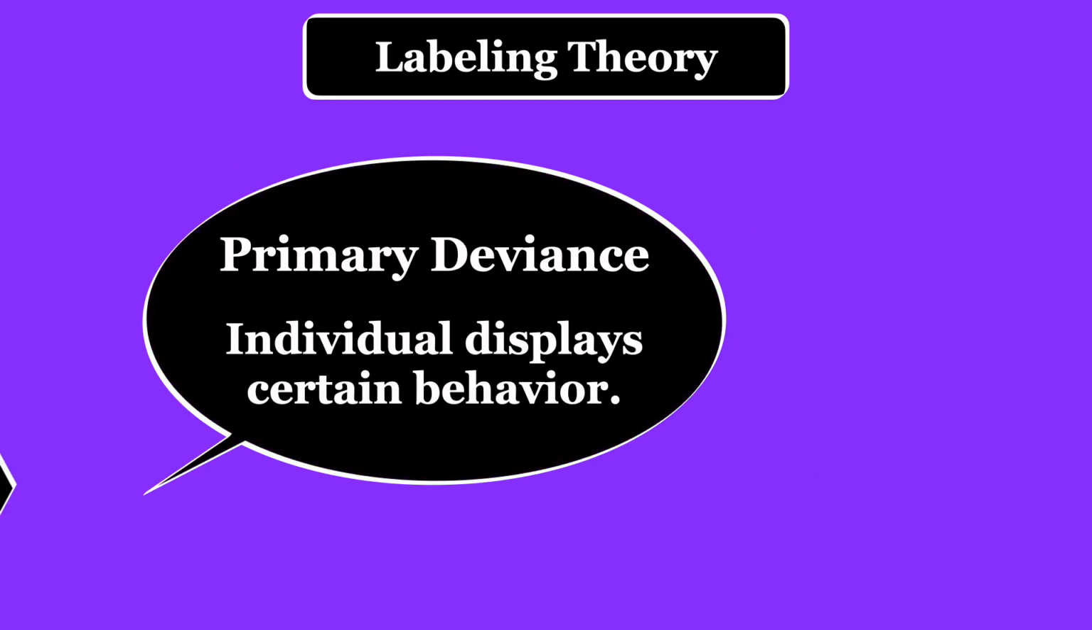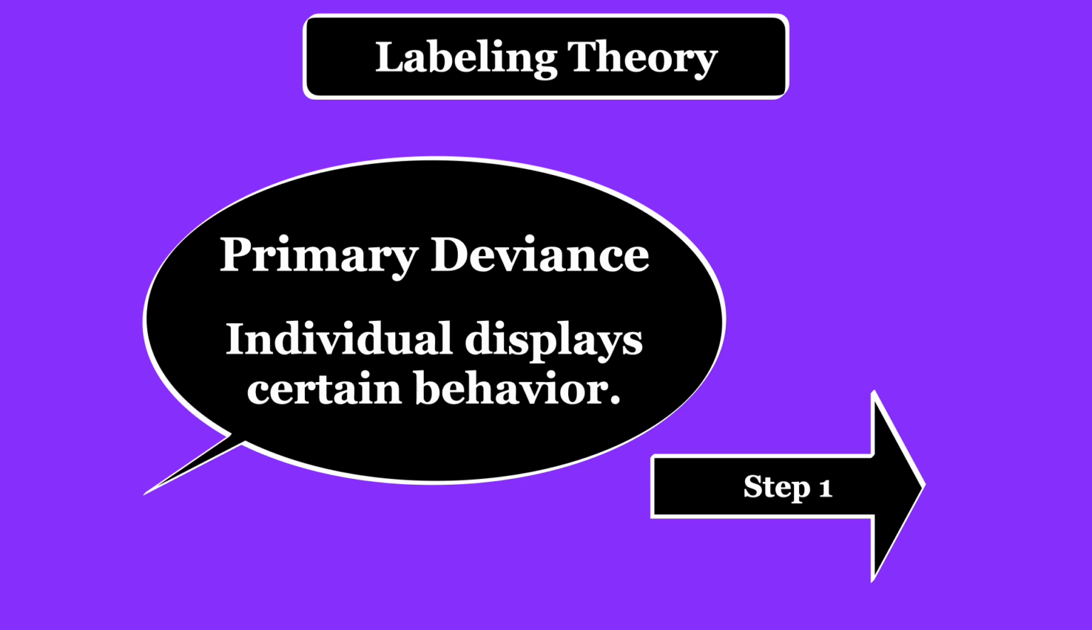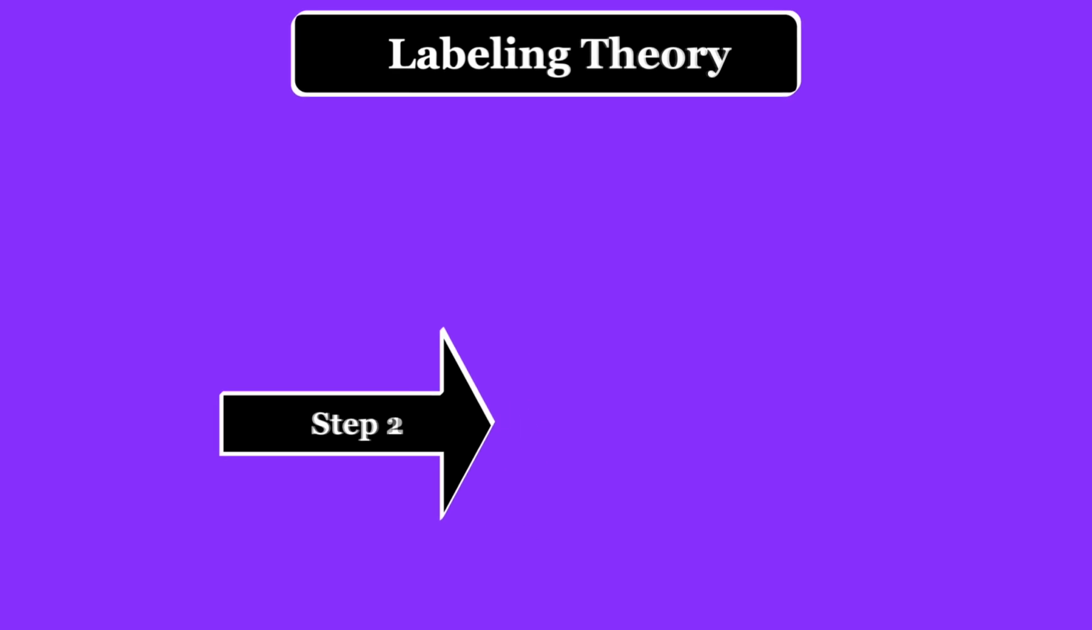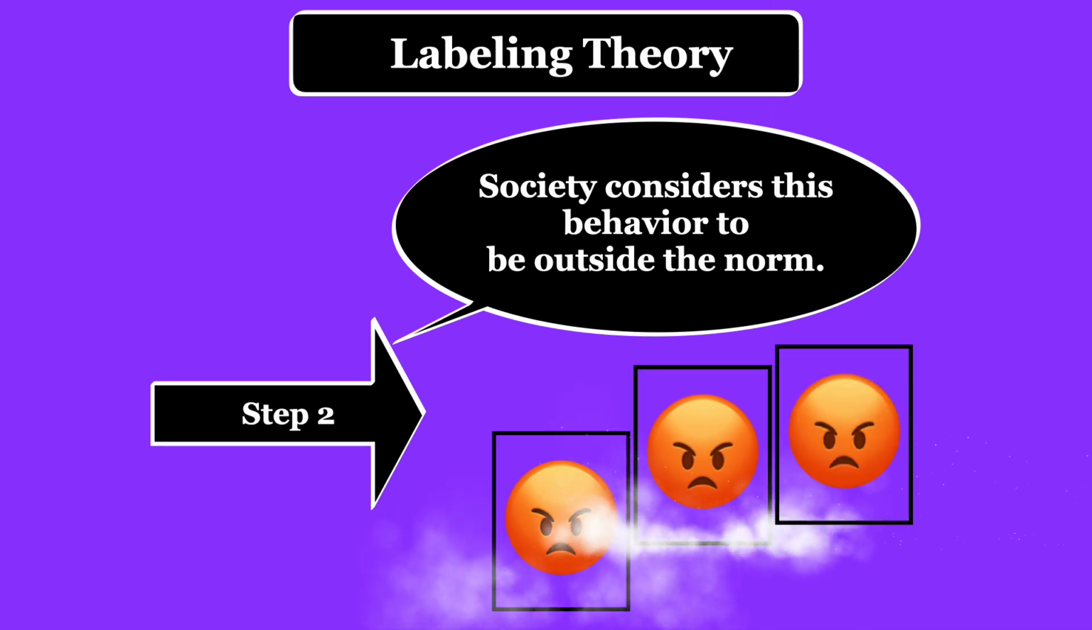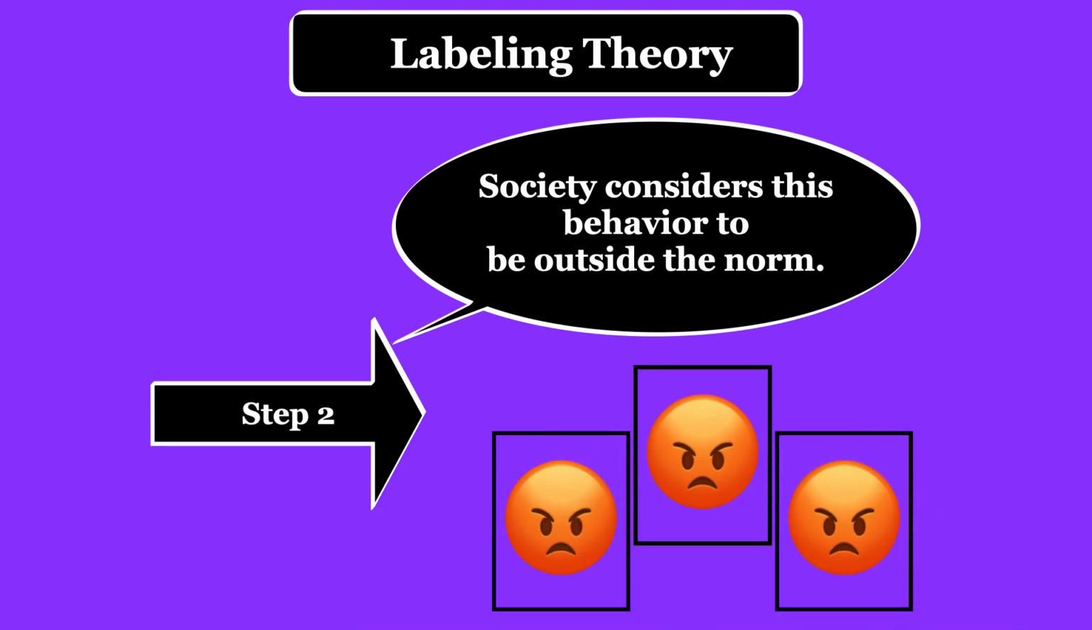The first step, according to the theory, is that an individual engages in what we're going to call primary deviance. This is a single act of behavior, a single instance of deviance or criminal behavior. Somebody does something for the first time. And as a result of that initial behavior, society then considers that to be outside the norm. It's something that we as a society don't like. We have determined it is not good. It's not healthy. It doesn't contribute to a well-run society, whatever that behavior may have been.